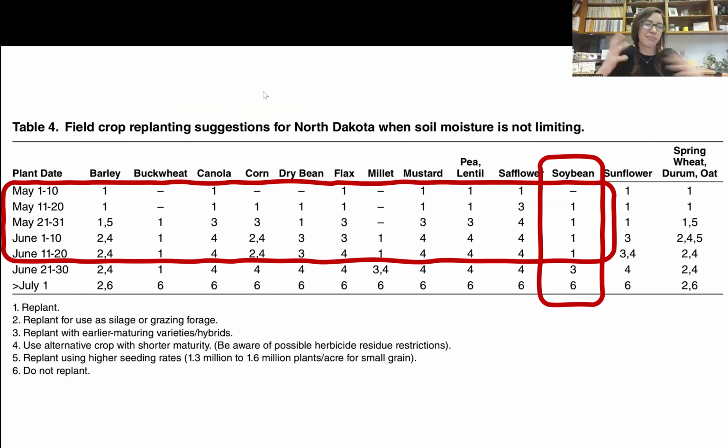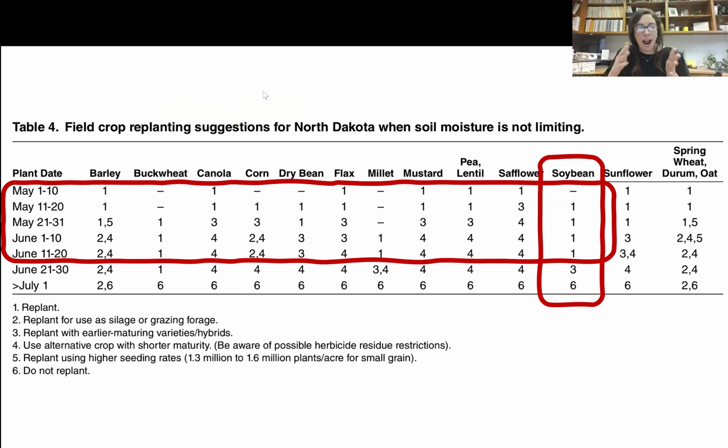So let's try to put some dates to that number. According to data from NDSU, you can replant using the same maturity group up to June 20th. And even though you're losing that yield potential, you still are going to make the ends meet.